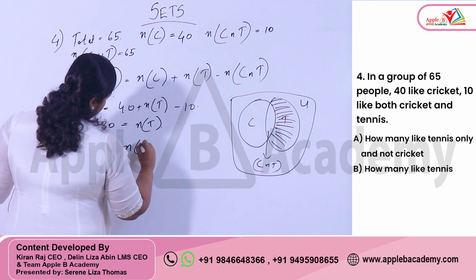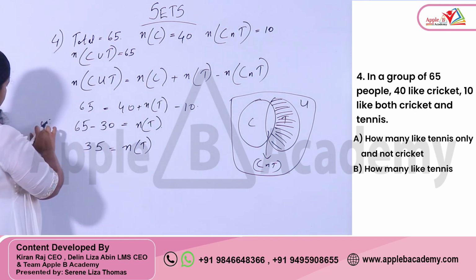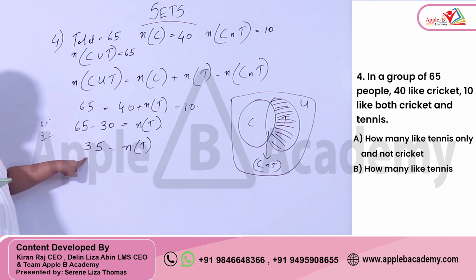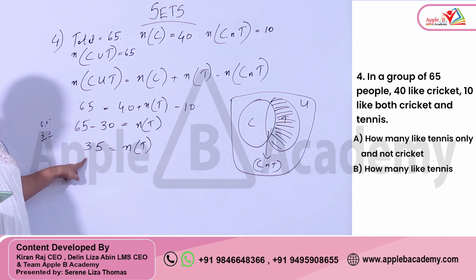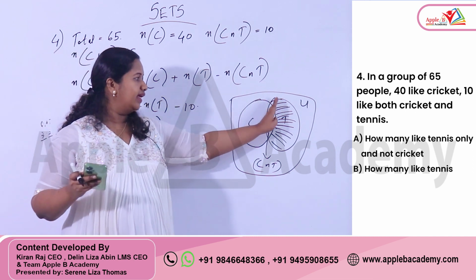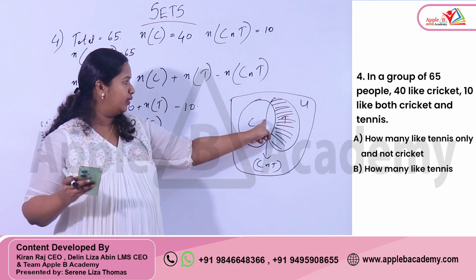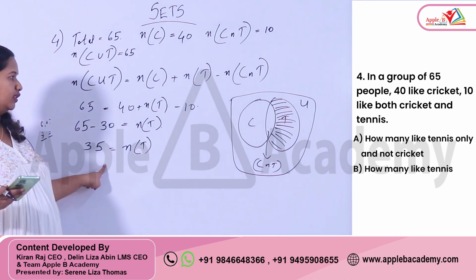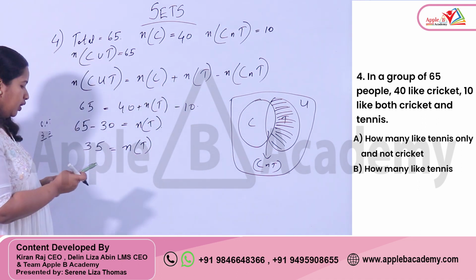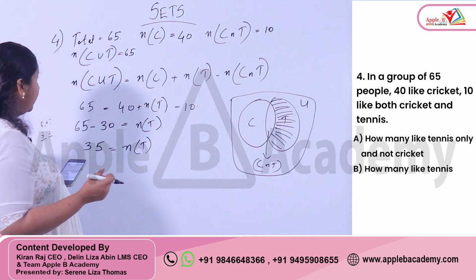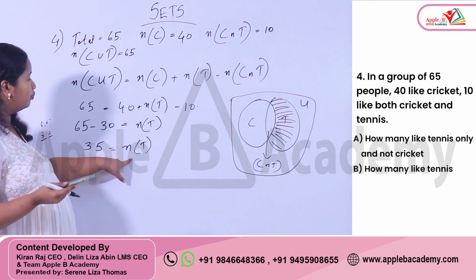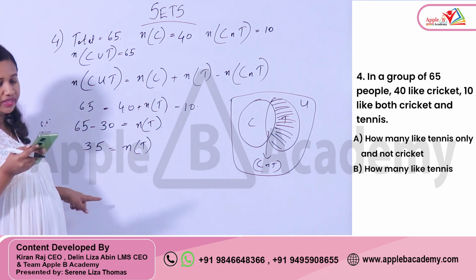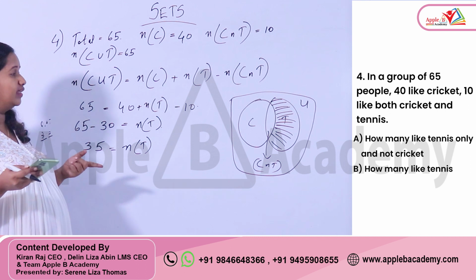Okay, so we have n of t is equal to 35. n of t means this entire area, from here to here. So n of t is equal to 35, the number of people who like tennis. Now we need to find how many like tennis only and not cricket.